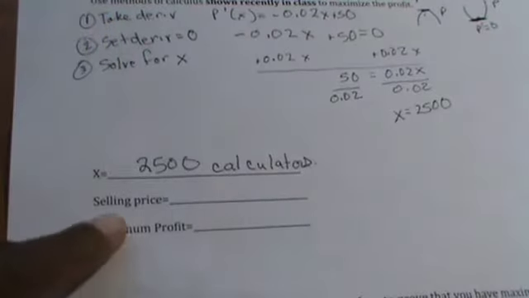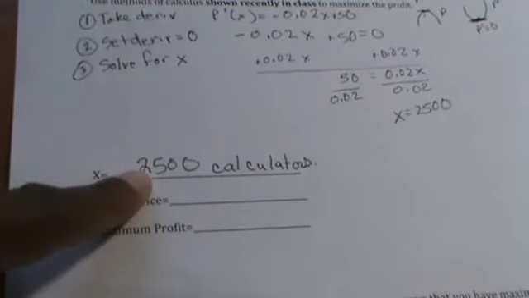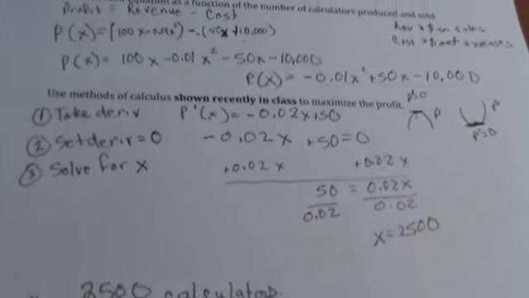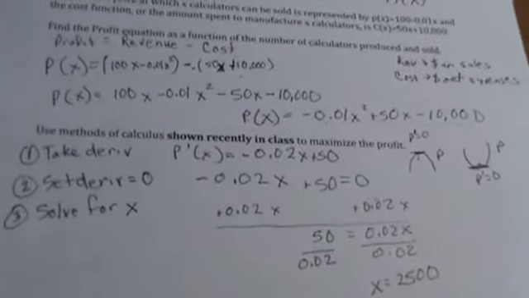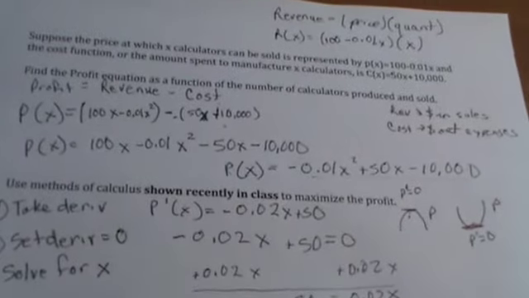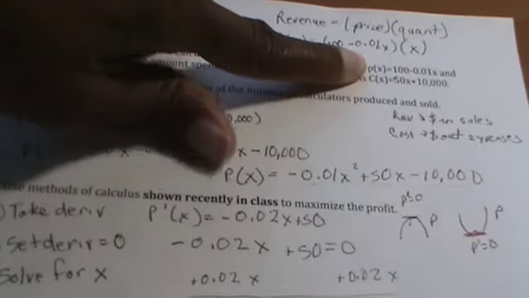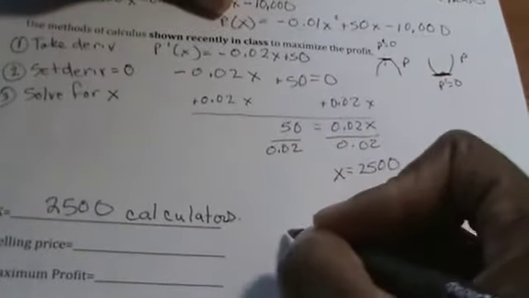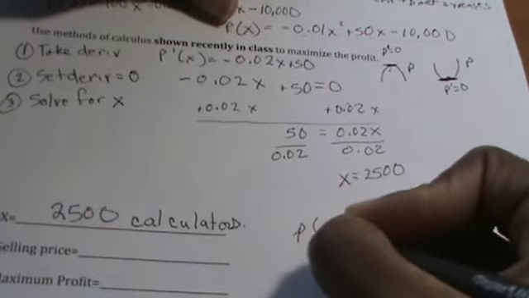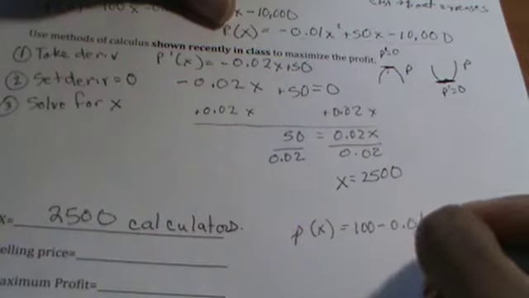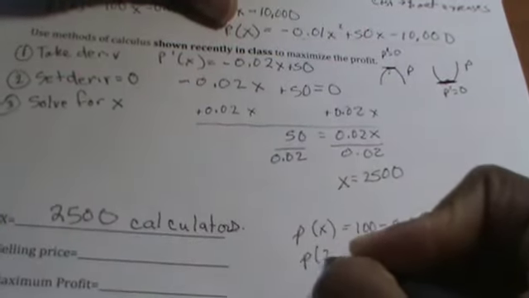Okay, so then your selling price. Once you get this 2,500, everything else is plug and chug. So I had to go back up and say, where's my selling price function? And they gave it to us at the very beginning. It's right there. Right? So down here in my work, I'm going to put that P of x is 100 minus 0.01x. So then P of 2,500, right?